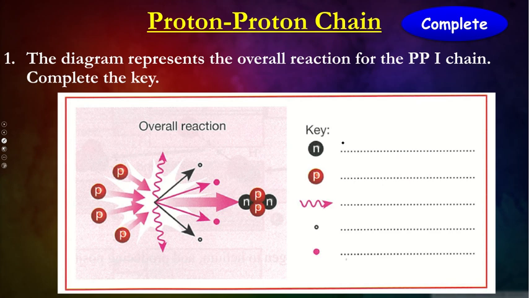N is just the neutron, P is proton, and the light that's coming out is obviously gamma rays. We have this sign here, I do believe that is the proton. And this final one here, I would presume is our neutrino. So there's that.